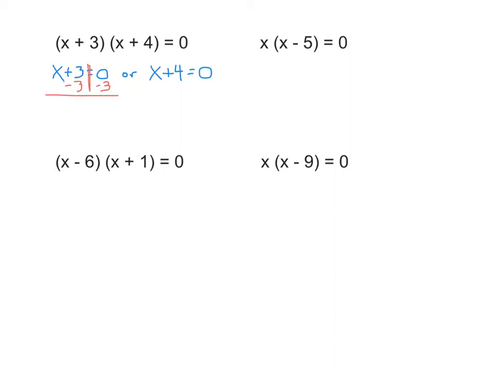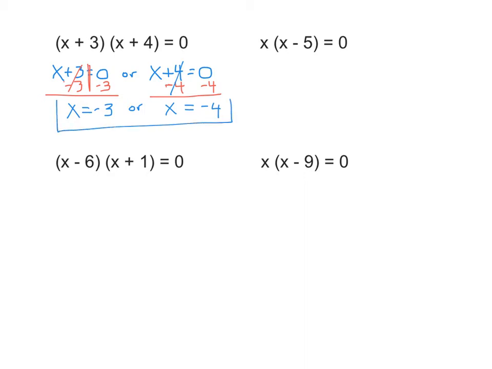All right, so positive 3 minus 3 is 0. And now we get x equals 0 minus 3, which is negative 3. Or we need to subtract 4 to get x alone here. And when we do that, these cancel, and we're left with x equals 0 minus 4, which is negative 4.